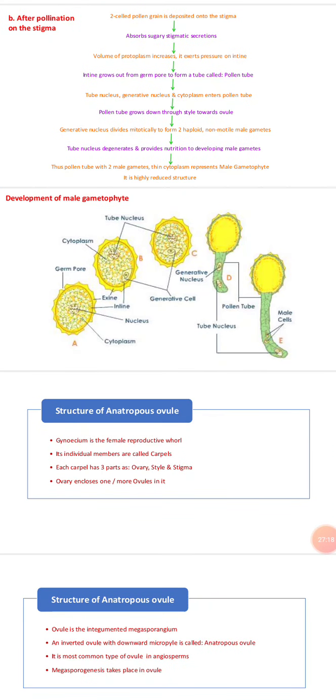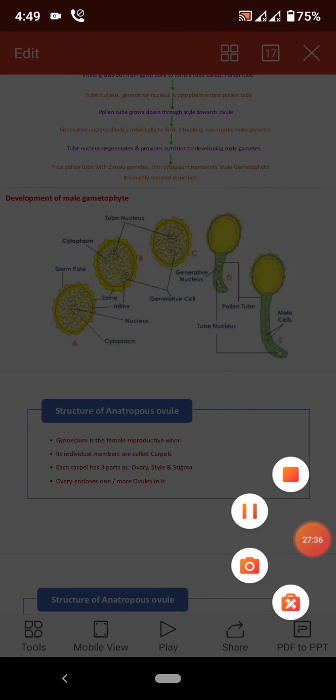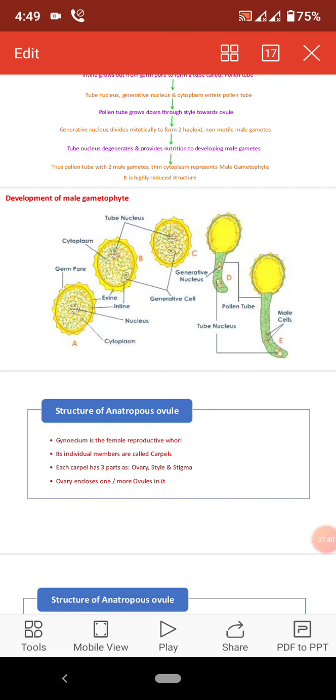Okay, so in this way the pollen grain undergoes different types of changes after pollination. So I think this much is quite enough, and we are going to continue the next part in the next lecture.